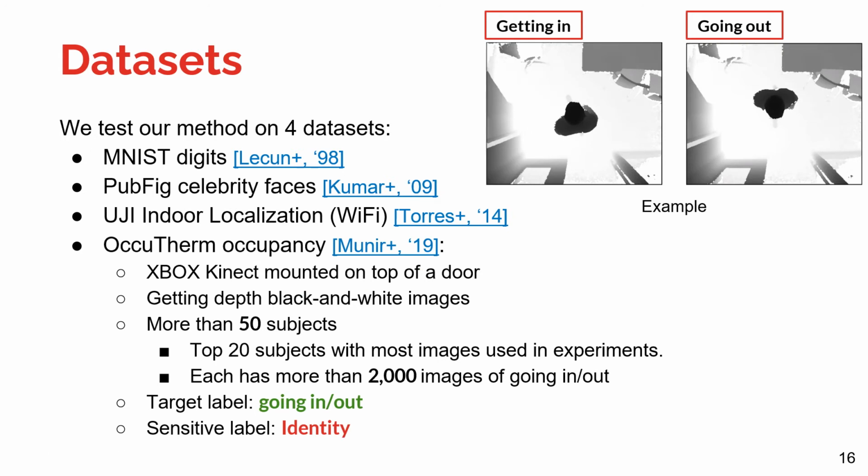The fourth dataset that we use is the Occutherm occupancy dataset. Xbox Kinect devices are mounted on top of a door, and people moving in and out of a room have their depth black and white images taken. There are more than 15 subjects in total, and the top 20 subjects with the most images are used in our experiments. Each of them has about 2,000 images in total. The target label is whether a person is moving in or out of the room, and the sensitive label is identity. In this case, there is no partial information between Y and Z.